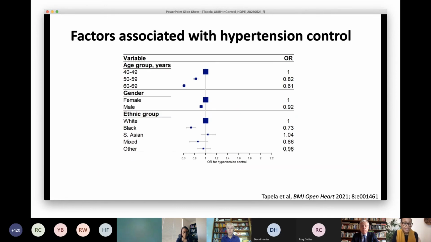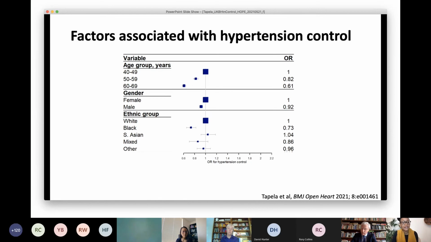In terms of associations, we looked at sociodemographic associations and found similar to what has been reported in other studies. So we found that older age and being male was associated with lower control. And I just want to point out that our outcome here is hypertension control, which corresponds to a lower blood pressure. And so that might be a little counterintuitive for people who are used to looking at blood pressure specifically with these forest plots.